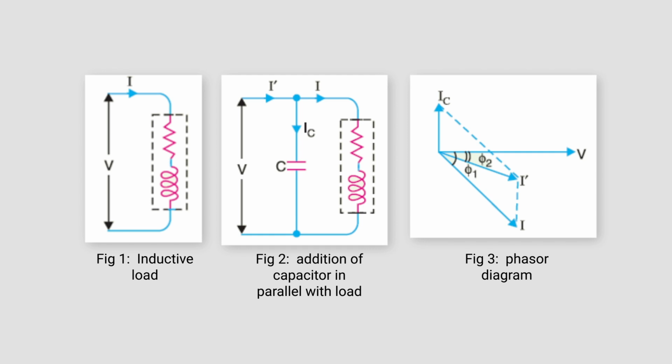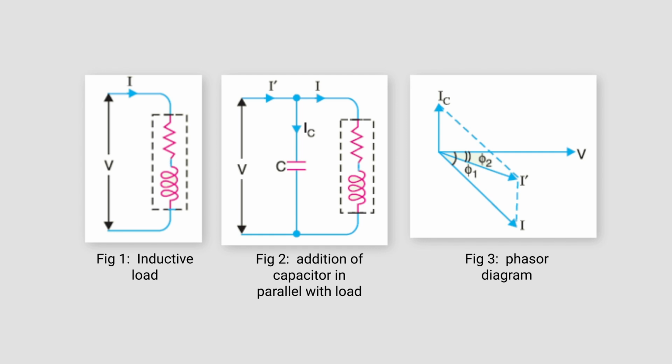You can also understand this phenomenon with the help of the phasor diagram. Because voltage is common for the two branches, you take the reference phasor as the voltage. On the horizontal axis you draw the phasor of the voltage. Now, in case of the coil which has R and L, the current can be written as capital I, which is lagging by an angle, suppose phi 1.